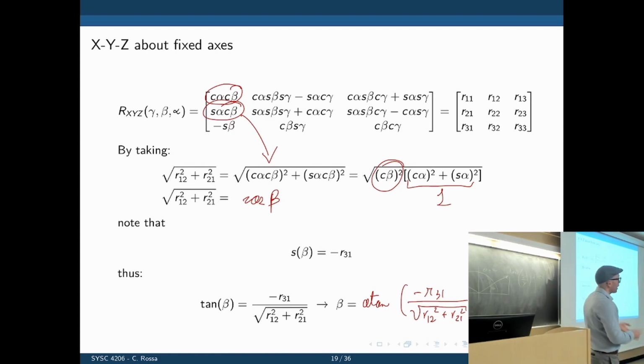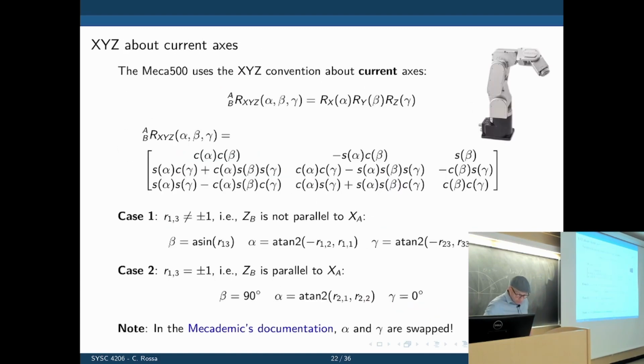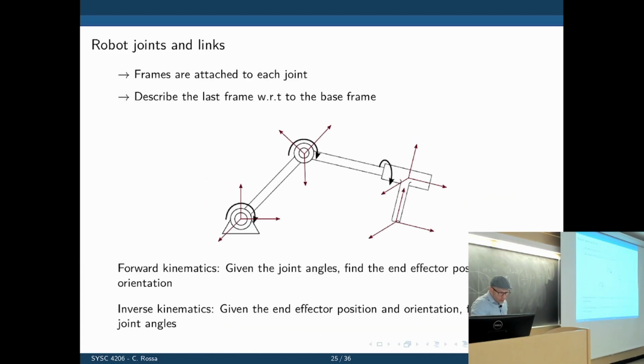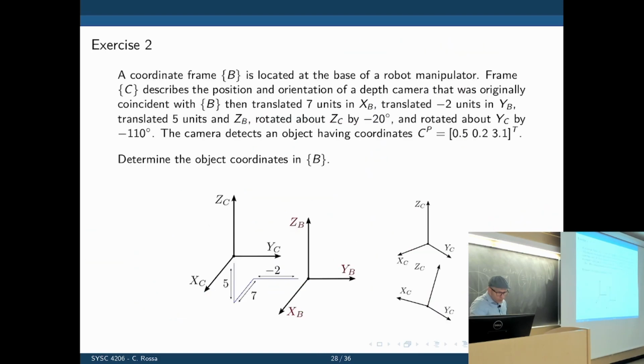What do we need in there? Alpha, gamma, and beta. Why can you use this matrix? Because this matrix was constructed in X, Y, Z about fixed frames, or Z, Y, X with respect to current frames. They are the same, right? So the problem can use this. All we need to know is these angles.